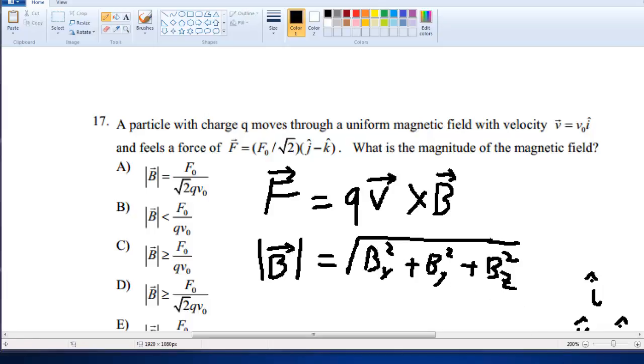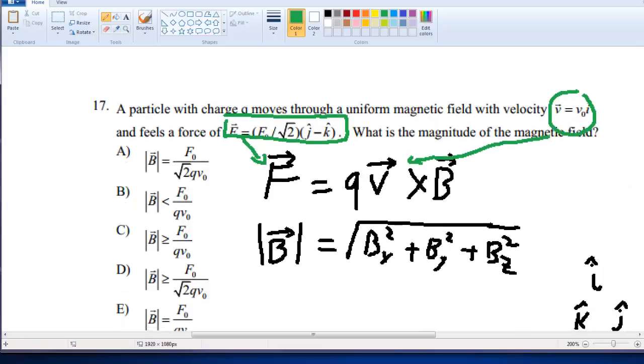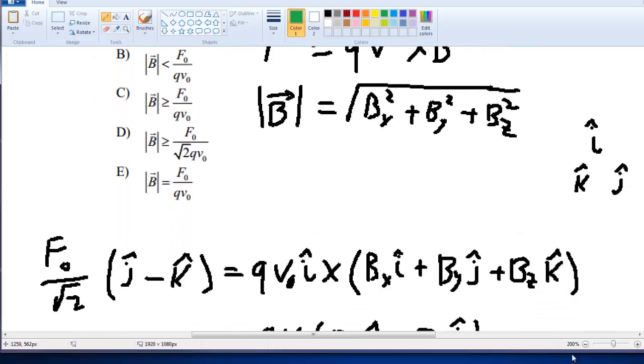squares of the components. So now with these equations we can substitute what we're given in the problem, V equals V naught I hat, and force equals F naught over root 2 J minus K hat into these equations. So that will give us this expression.